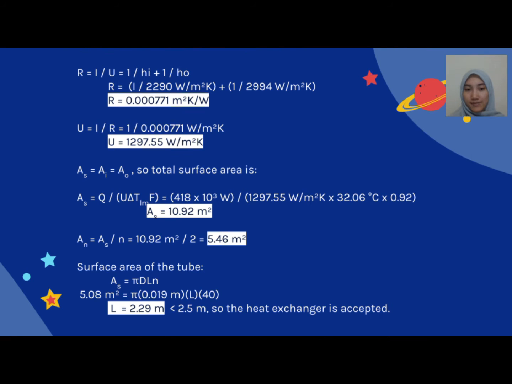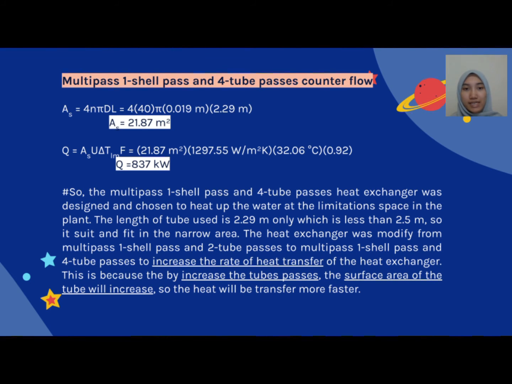So as we can see, the length of the tube is below 2.5 meters, so the heat exchanger is accepted. But we have modified the heat exchanger from 2 tube passes to 4 tube passes counterflow by using the same length of tube. So the new surface area is 21.87 meter cube and the rate of heat transfer is 837 kilowatt.